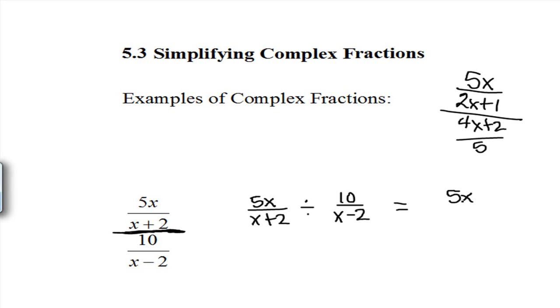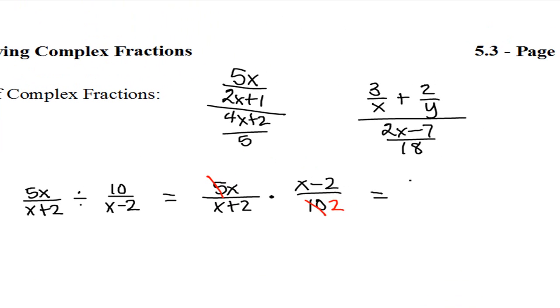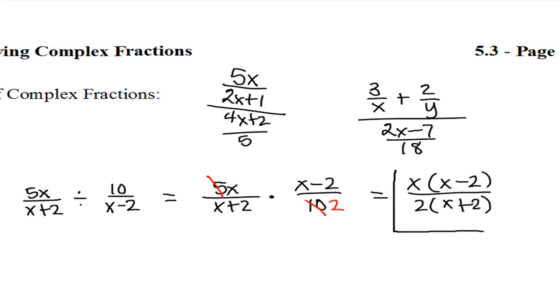So we might have 5x over x plus 2 and change it to multiplication. Remember, keep the initial one, change to multiply, flip the second one, so then we'll have x minus 2 over 10. And now we want to reduce before we multiply as usual. So we'll think 5 goes into 10 2 times, and then we're left just multiplying straight across, x times the quantity x minus 2. And in the denominator, I have a 2 times the quantity x plus 2. And there's my solution. This method we'll call method 1.